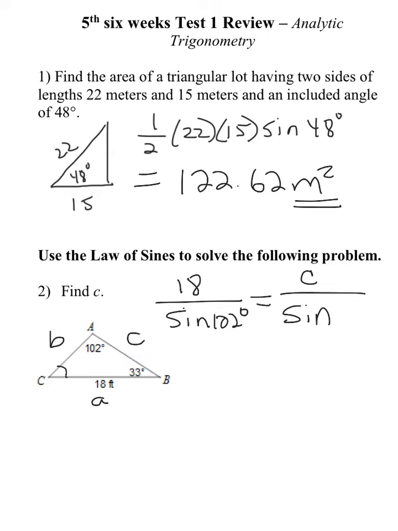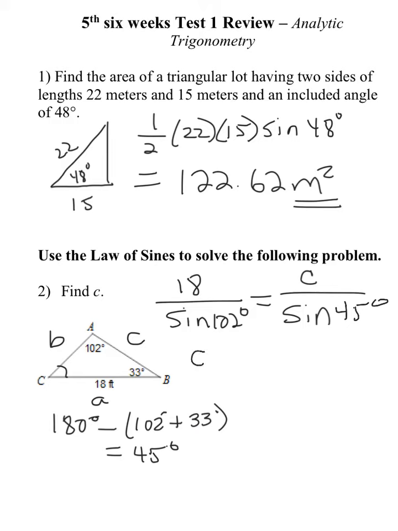So to find C, we're going to need to add the other two angles together and subtract from 180. So now we know that angle C is 45 degrees. And we can cross multiply, put this in our calculator, and we get that C equals 13 units. In this case, our units are feet. So C equals 13 feet. So we cross multiplied. We did 18 times the sine of 45 degrees divided by the sine of 102 degrees, and we got 13 feet.